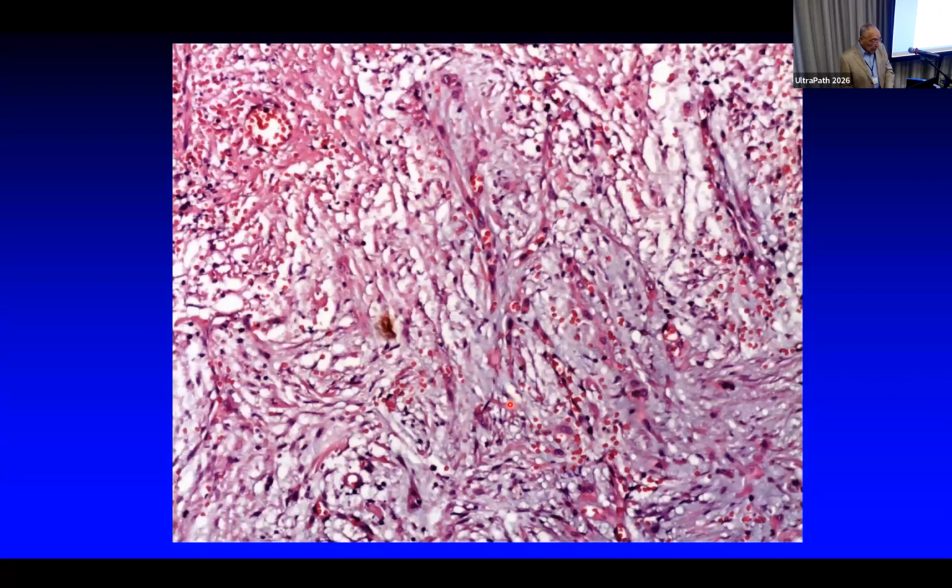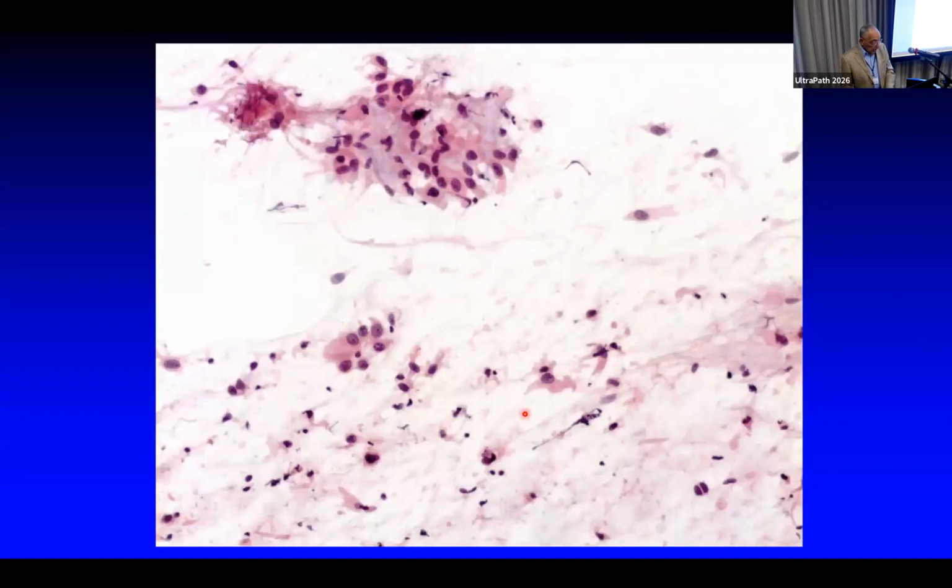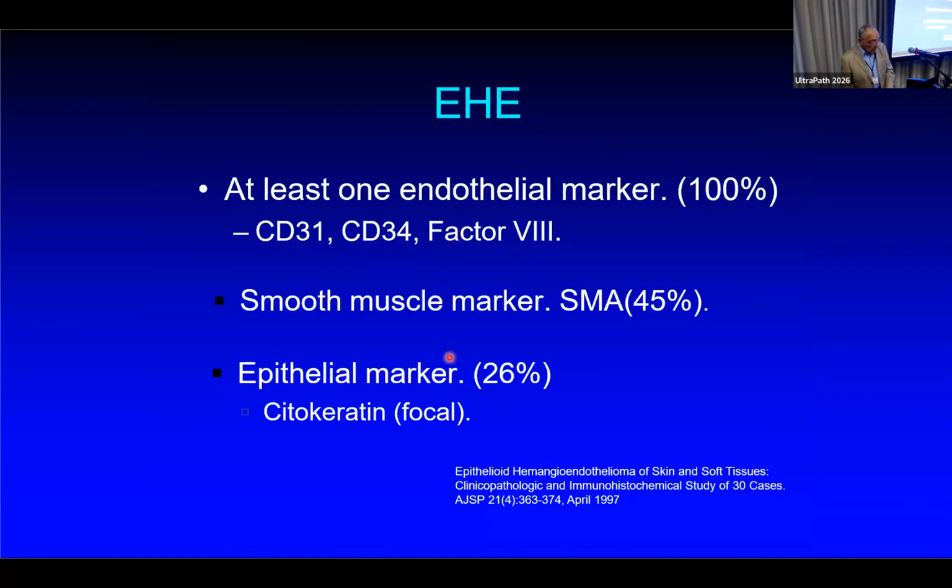The hemangioendothelioma has this appearance. The epithelioid hemangioendothelioma has a myxoid background with lumina. Histologically it has this appearance, myxoid. It has to have at least one endothelial marker and one epithelial marker.